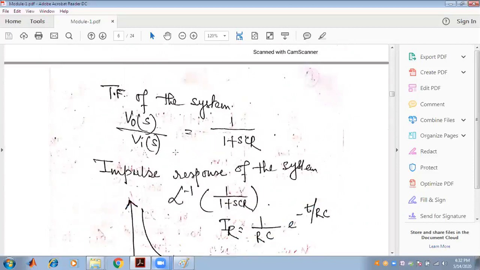So we have learned how to find the transfer function from an electric circuit, and what the response is when an impulse function is given to the system, and what the response is when a step function is given to the system.